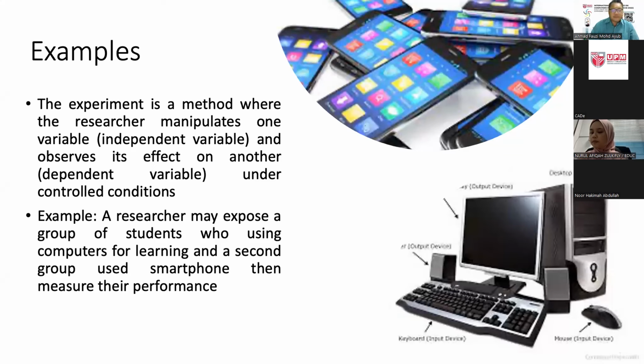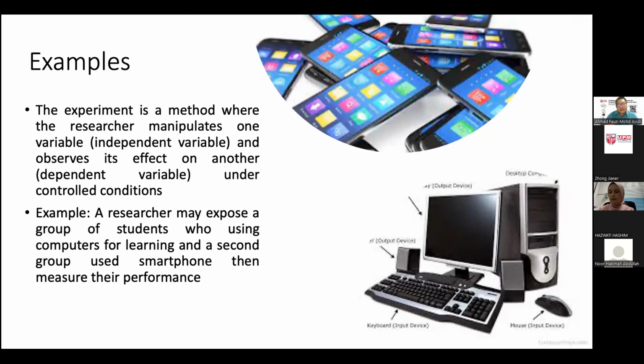So for the example, we want to test whether using a handphone or gadget is better compared to using a laptop. In this case, the independent variable is the group that uses the handphone or the smartphone, and maybe the control group is using a computer or PC. So let's say this study is related to the MCO, the PDPR. Maybe a researcher wants to look at whether students studying using a laptop is much better or using a gadget, whether these two could enhance their performance.